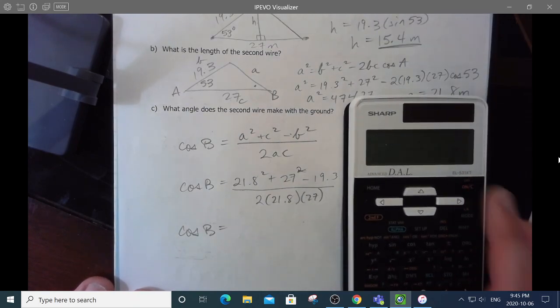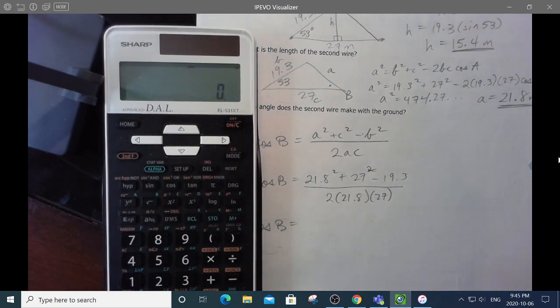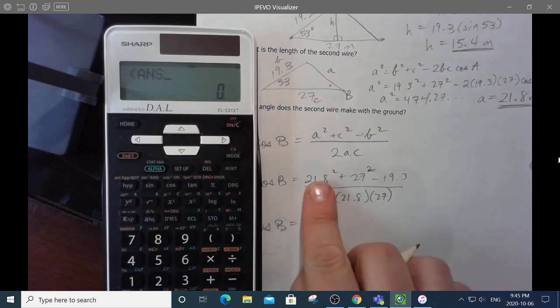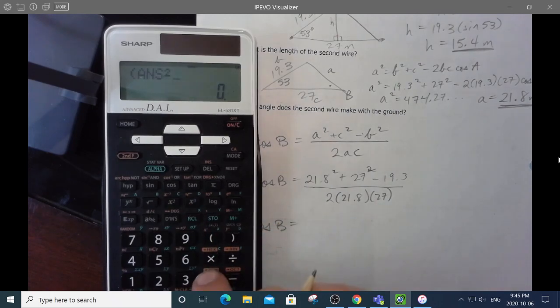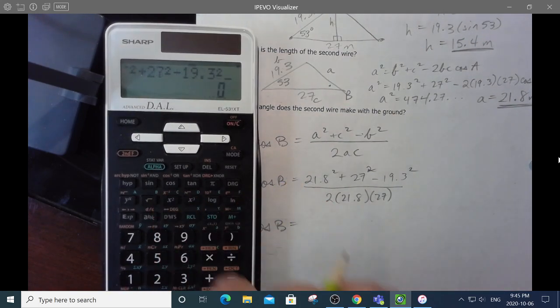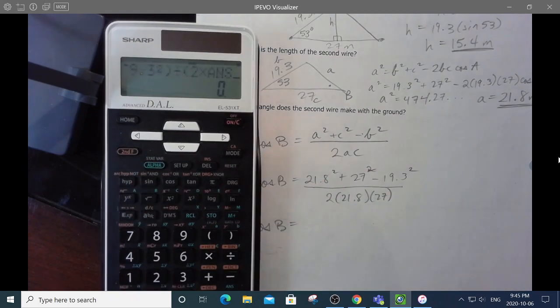Here, let me move this over so you can see better again. There we go. So it is, open a bracket. The answer that I just had, that 21.8 number, all squared, plus 27 squared, minus, I forgot the squared on that, 19.3 squared. Close the bracket, the top is over, divide, open a bracket for the bottom so that the calculator knows all of that is one calculation. 2 times the answer I had before, yep, you can use the answer button more than once, times 27, close my brackets and hit equals.